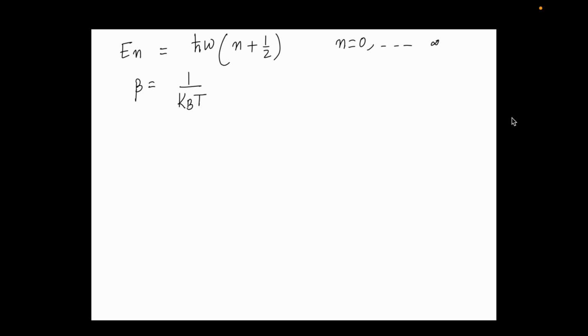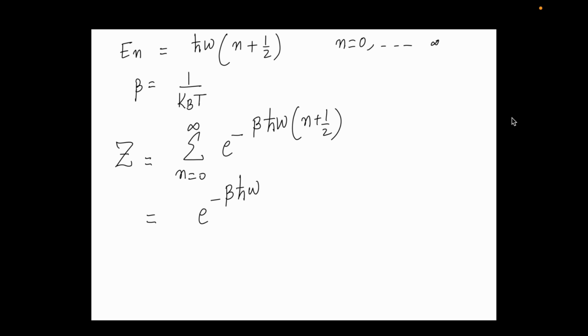So let's just do this question now. The partition function is the sum from n equal to 0 to infinity of e to the power minus beta h bar omega into n plus half. Let's write it separately for all the states. For n equal to 0, it would be just this, and so on till infinity.